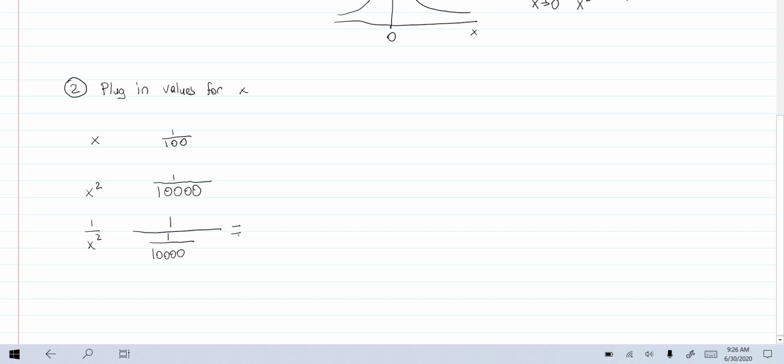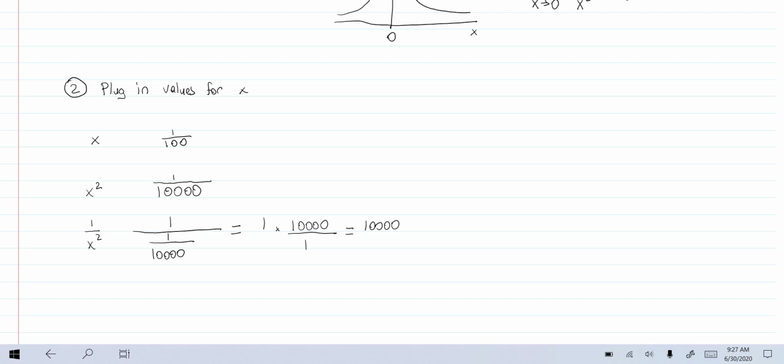And remember, when you divide by a fraction, you can rewrite that by multiplying by the reciprocal. So we'd have 1 times 10,000 over 1, which would just be 10,000. All right, so if x is 1 over 100, then 1 over x squared is 10,000.